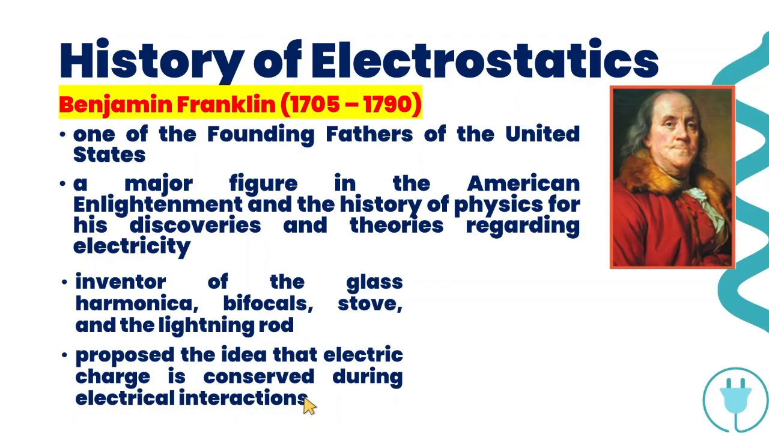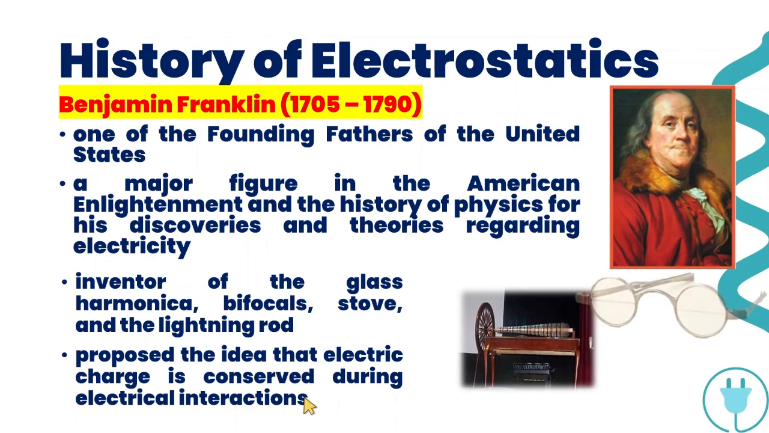Benjamin Franklin was not only a statesman and inventor, but also an important contributor to electrical science. He introduced the idea of positive and negative charges and proposed that electric charge is conserved. Interestingly, the labels positive and negative were simply names he assigned to two types of electric charge, and we still use them today. He is the inventor of the glass harmonica, bifocals, stove, the lightning rod, and he proposed the idea that became the foundation of the law of conservation of charges.